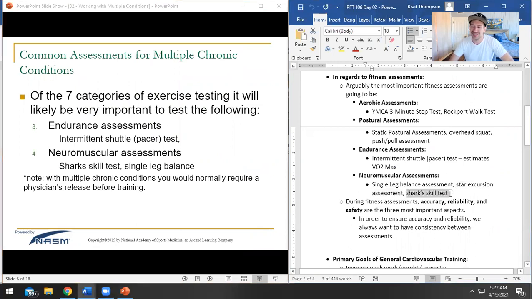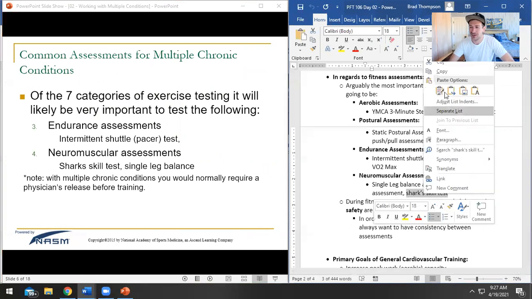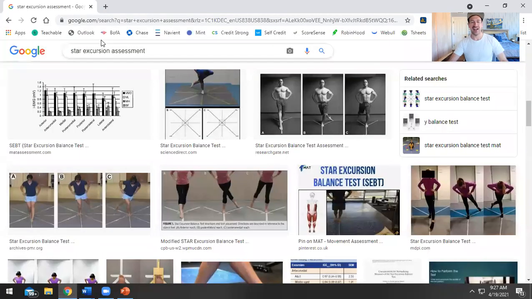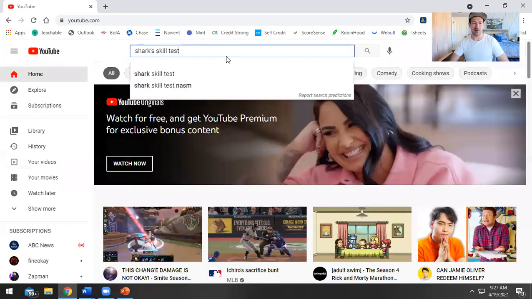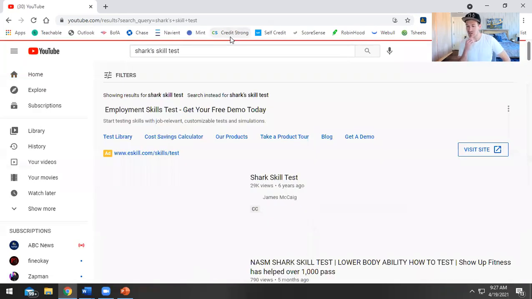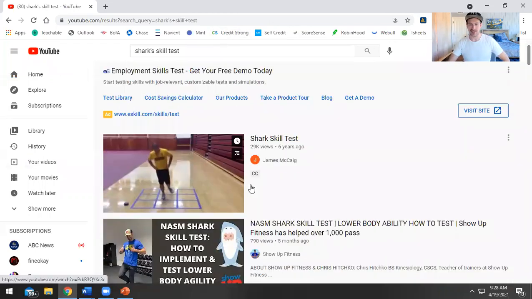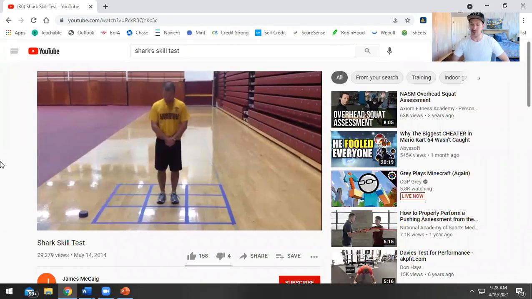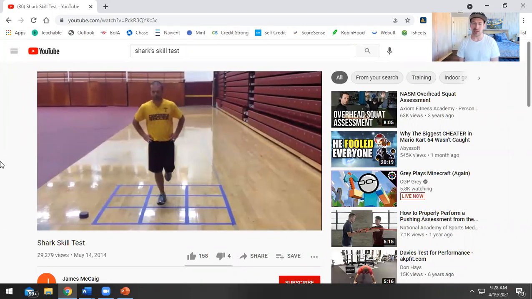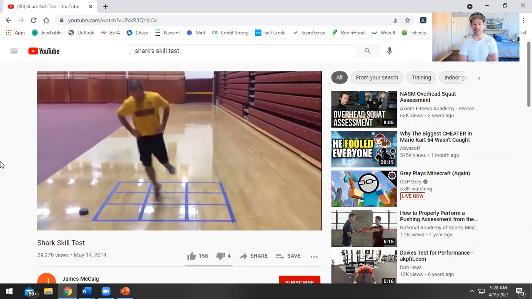And then there's the Shark skill test, which is sort of the really advanced version of the STAR Excursion test. This is one of my favorite assessments just because it's very fun to perform. It is where you have your client stand in a 3x3 grid, so in nine boxes. They're going to stand in the center and jump from box to box to box. And you're going to measure how long it takes them to complete it. They keep their hands on their hips. They're not allowed to set the other foot down until the assessment is over. And they jump from box to box to box to box.